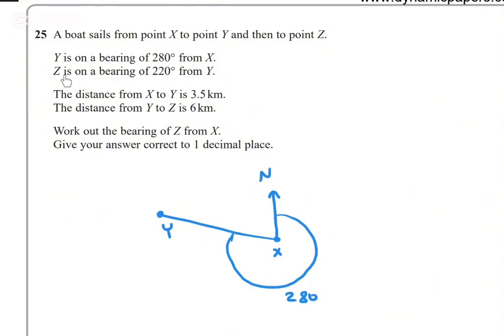Now Z is on a bearing 220 from Y. So draw the north at Y, which is parallel to the north at X. And Z is on a bearing 220 from Y. So 220, move clockwise from the north. So this angle 220. So we can consider this Z.